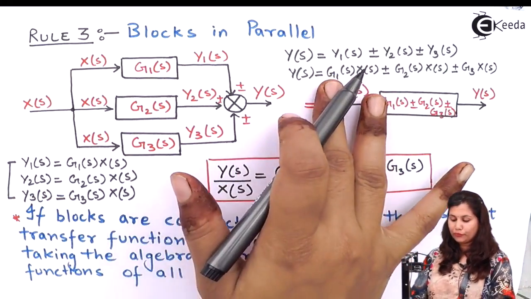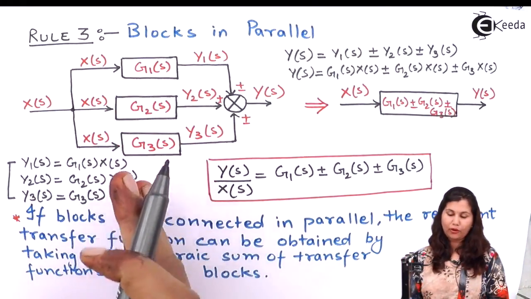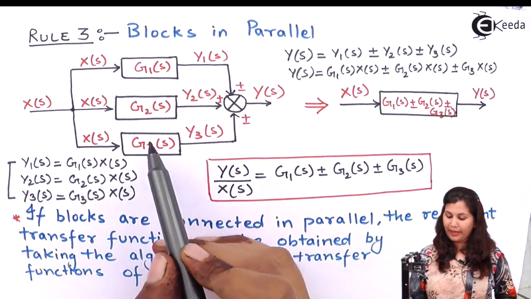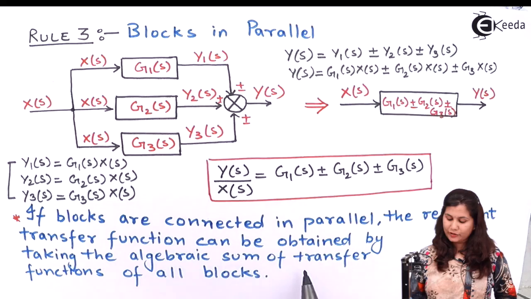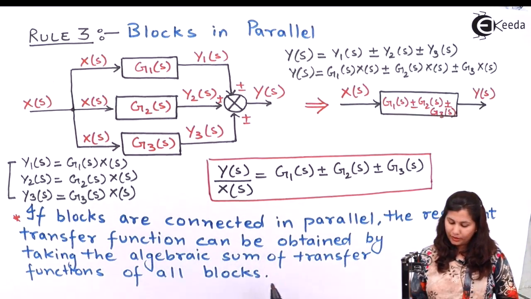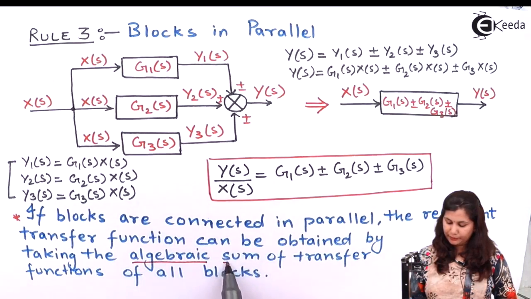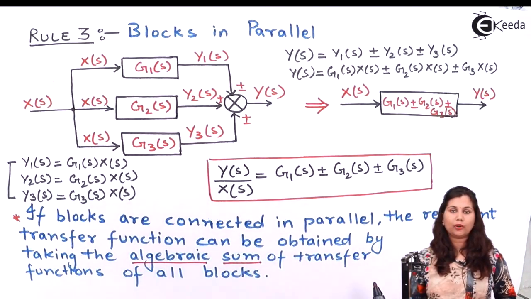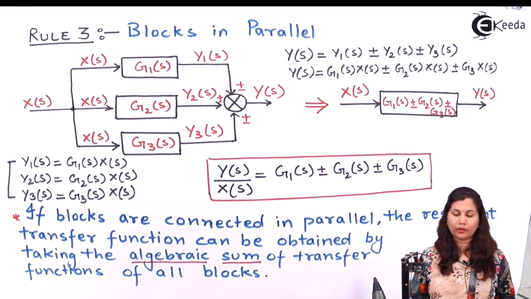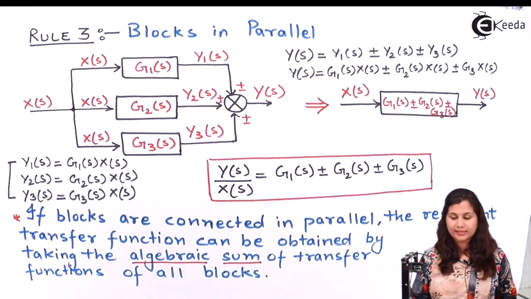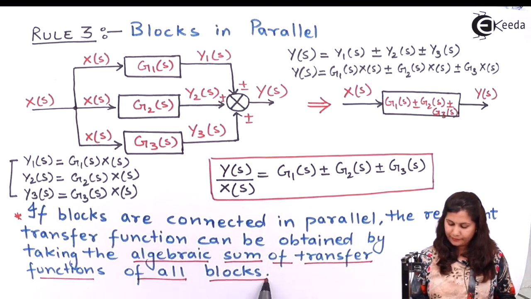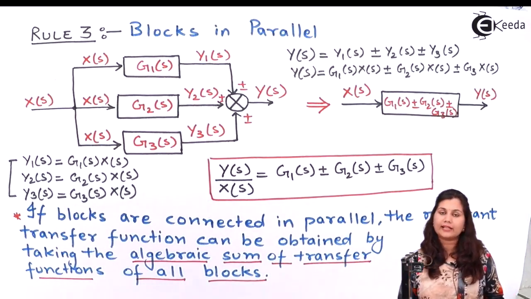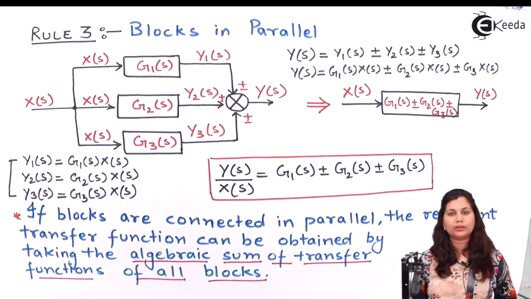So this is the proof of how we are replacing these three blocks which are connected in parallel by a single block which has the transfer function as the algebraic sum of the transfer functions of all blocks. So this is what you have to replace whenever you encounter blocks which are connected in parallel in a block diagram: you can replace them with a single block which has the transfer function as the algebraic sum of the transfer functions of all the blocks.